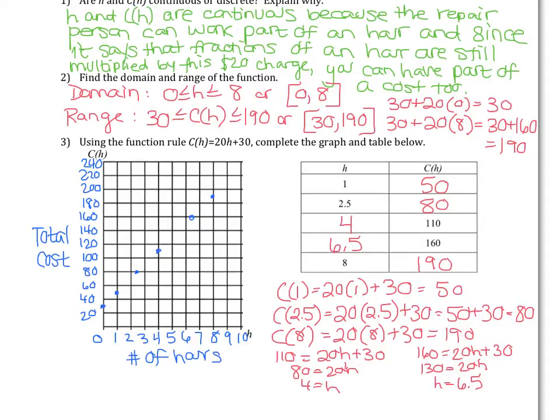As we answered in the first question, whether it's continuous or discrete, we determined that it was continuous because fractions of an hour are still multiplied by 20. So we're going to connect this graph, but we're not going to put an arrow at either end because it has a very specific domain.